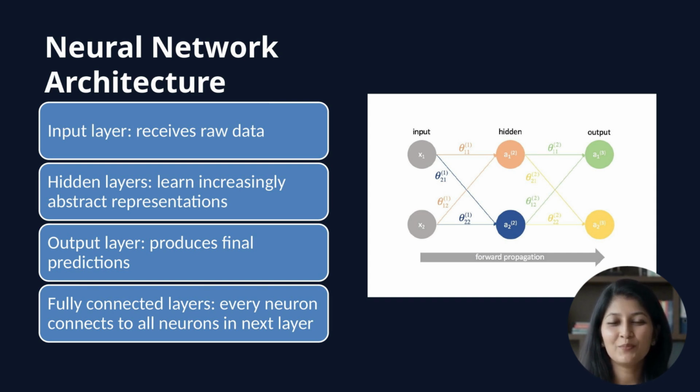The depth, number of layers, and width, neurons per layer, are design choices. Deeper networks can learn more complex patterns but are harder to train and risk overfitting. Wider networks have more capacity but require more computation and data. Finding the right architecture is part art, part science.